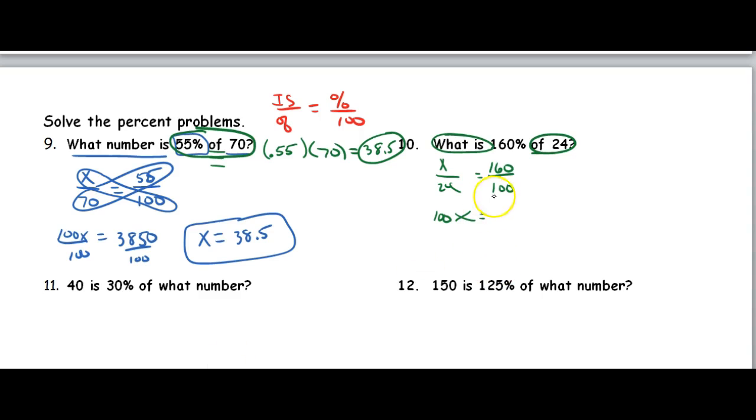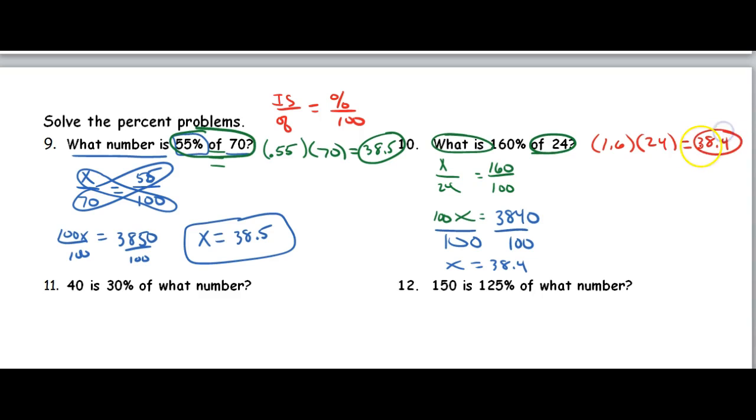24 times 160 gives you 3840. When you divide by 100, you end up getting x is equal to 38.4. Now again, if you use the other method, 160% of 24, 160% as a decimal is 1.6, times 24 would give you 38.4.